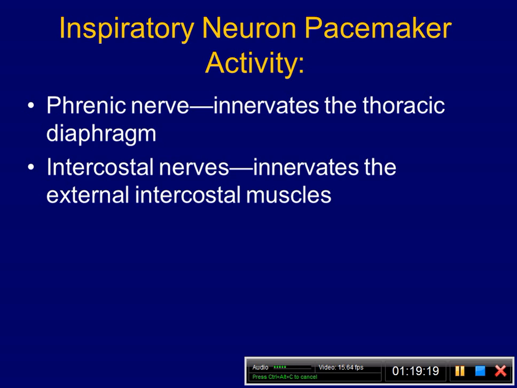Yep. And then next, the inspiratory neuron pacemaker activity controls two nerves that you already knew about, the phrenic nerve and the intercostals. Remember when I talked about getting the wind knocked out of you? You hit the phrenic nerve, and what muscle doesn't work now? The diaphragm. If you can't send a signal down the phrenic nerve, you can't turn on the diaphragm.